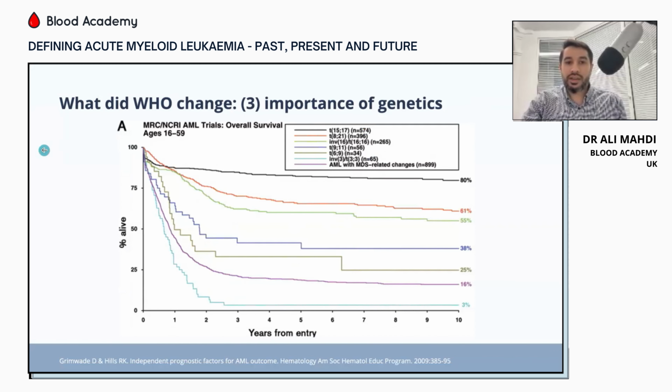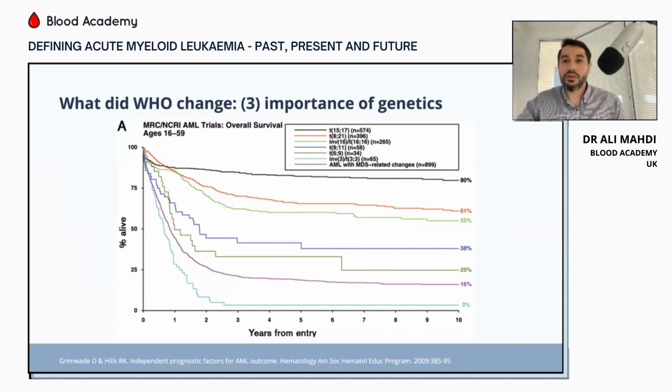Again, this is really highlighting from the NCRI group data that genetic abnormalities play a significant role in terms of defining prognosis. So we can see that the favorable risk AML, the top 3 lines, have the most favorable prognosis. So we've got patients with acute promyelocytic leukemia in black, the top line, translocation 8;21 and inversion 16. And then there are some diseases which correlate to very, very poor prognosis, such as inversion 3 in the blue line right at the bottom here.